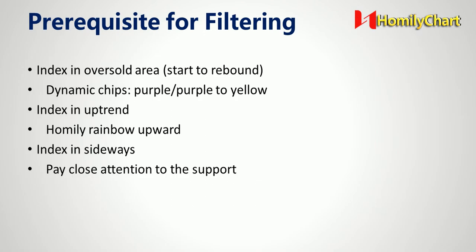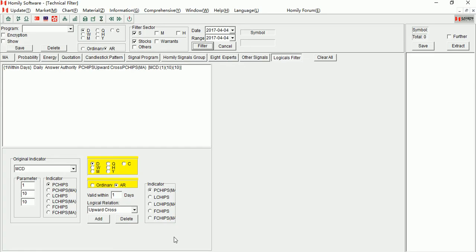Prerequisite for filtering: index in oversold area means the index starts to rebound. How to judge the market is in oversold? You can use dynamic chips to judge. If you see the dynamic chips is purple or purple to yellow, you can consider using this filter method to find some strong stocks. Okay, so let's see this one.